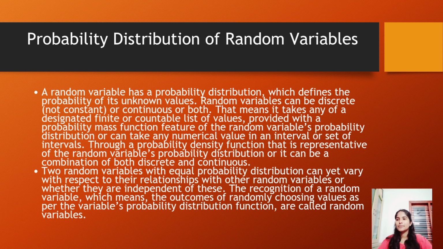Two random variables with equal probability distribution can yet vary with respect to their relationship with other random variables or whether they are independent of these. The realization of any random variable, which means the outcome of randomly choosing a value as per the variable's probability distribution function, is called a random variate.